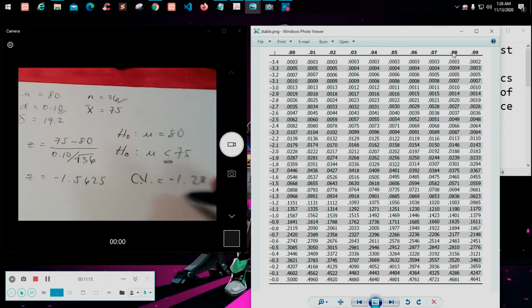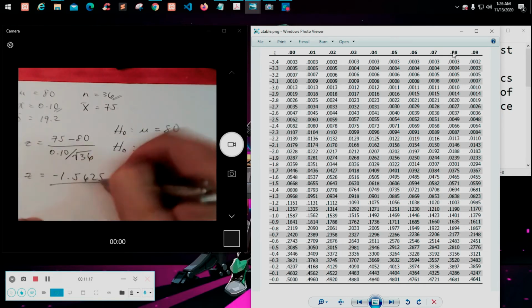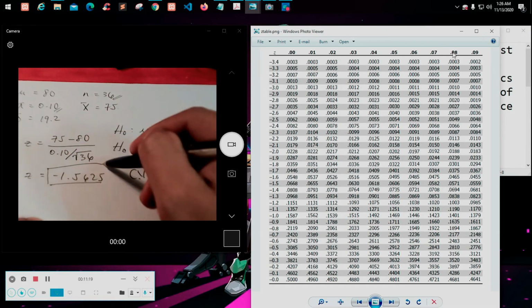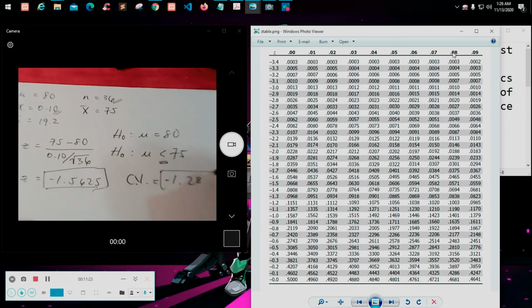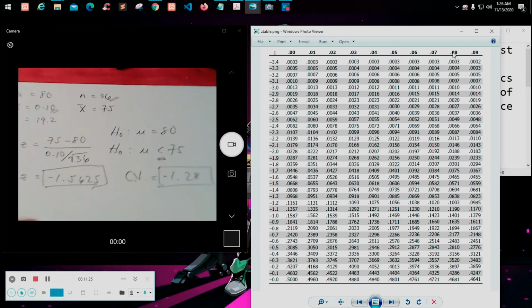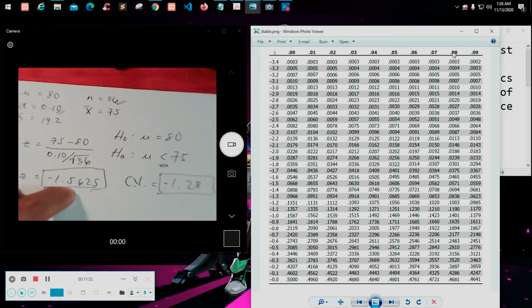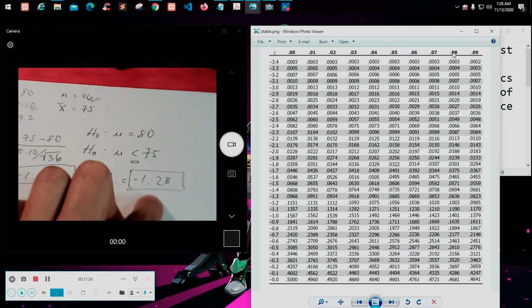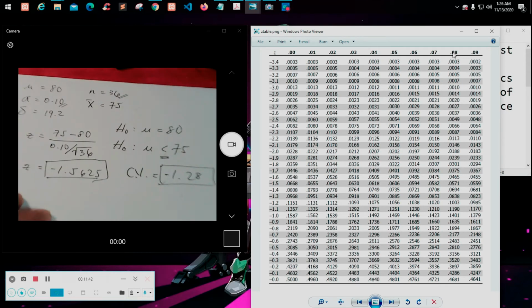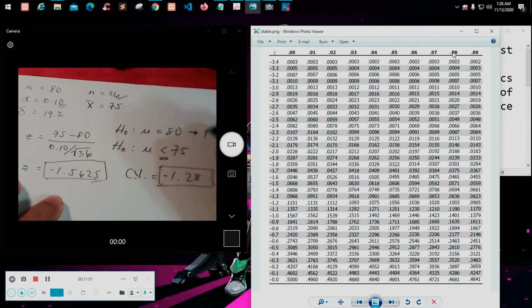So check natin siya. So is negative 1.5625 less than negative 1.28? Negative 1.5625 is less than negative 1.28. We can say that the null hypothesis is rejected. So we reject this one, since nasa rejected region siya.